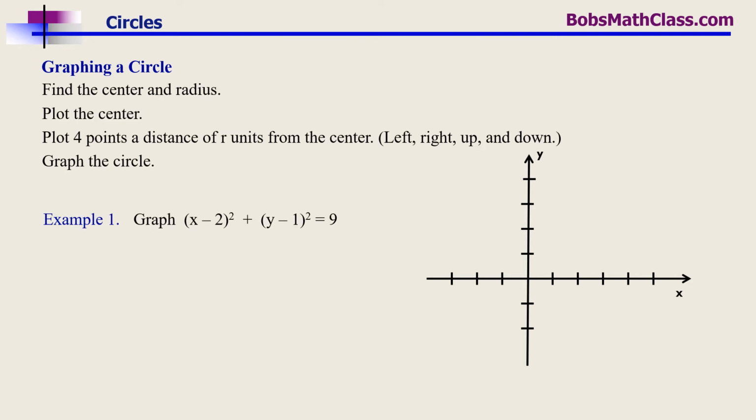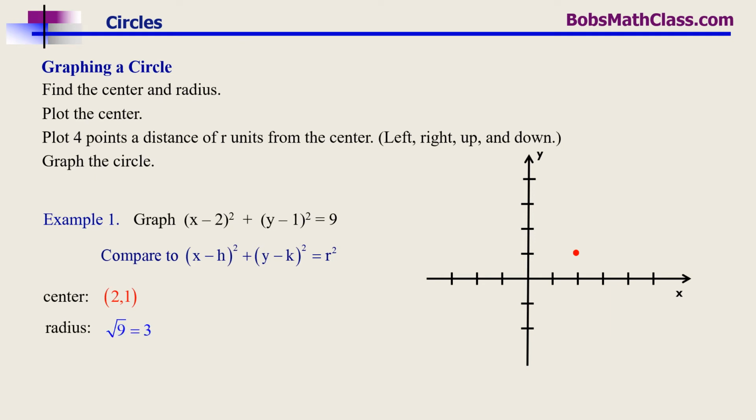Okay, here's our first example. (x minus 2) squared plus (y minus 1) squared equals 9. First thing is, what's our center? It's always (h, k). So we're comparing it to (x minus h) squared plus (y minus k) squared equals r squared. Our center would be (2, 1). And the radius would be the square root of 9, which is 3.